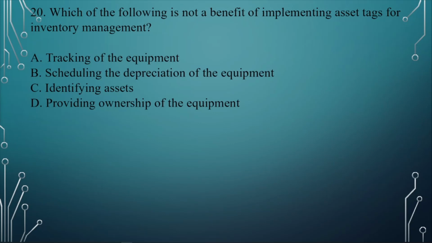Question number 20. Which of the following is not a benefit of implementing asset tags for inventory management? A. Tracking of the equipment. B. Scheduling the depreciation of the equipment. C. Identifying assets. D. Providing ownership of the equipment.